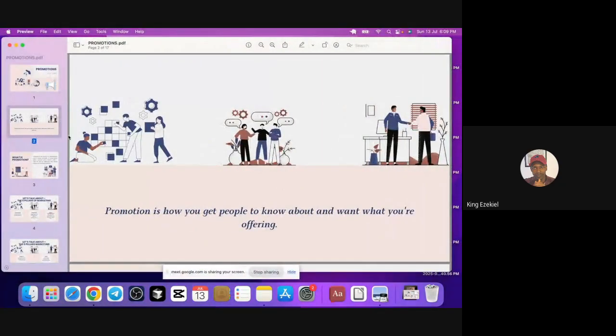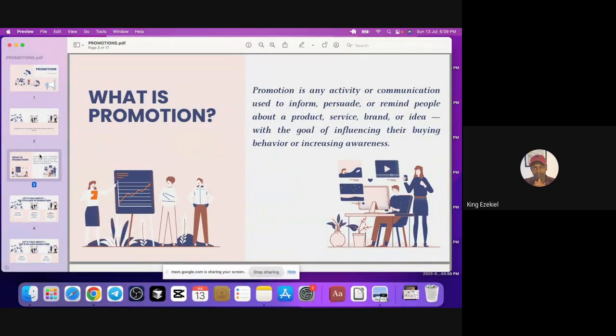Let me take you a step further. Promotion is any activity or communication used to, number one, inform; number two, persuade; number three, remind people about a product, service, brand, or idea, with the goal of influencing their buying behavior or increasing awareness.